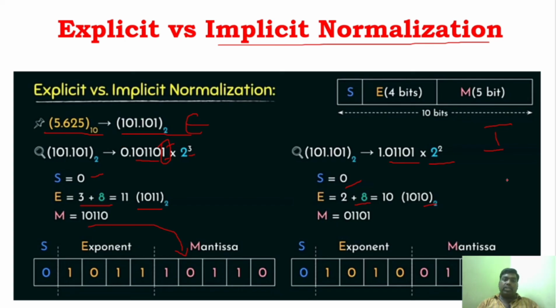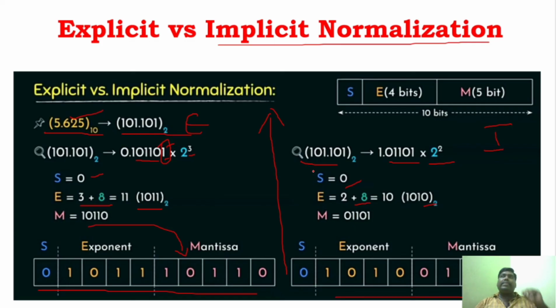Now we have already seen explicit and implicit normalization. Sir, how is it that we say implicit normalization is the best one compared to explicit normalization? Why is implicit normalization preferred? That's because I'll just decode this. Now we go in reverse order. You understand that this particular number will be saved in computer memory like this. That is the understanding you should have for this representation, okay?